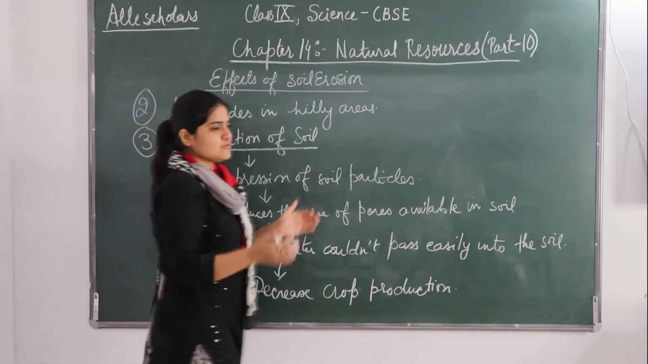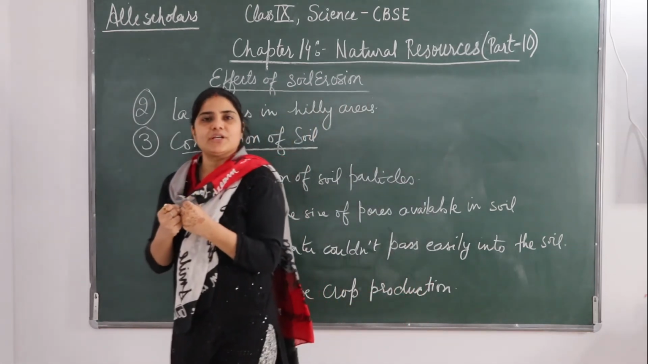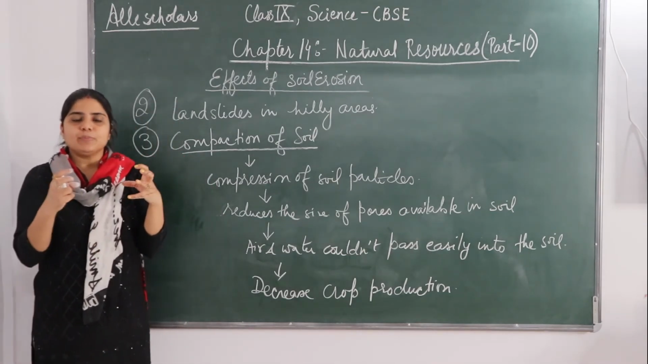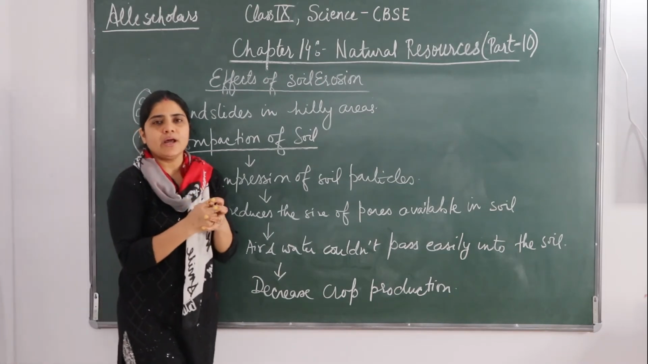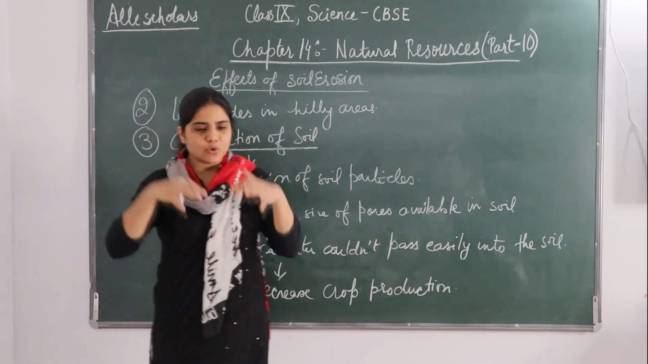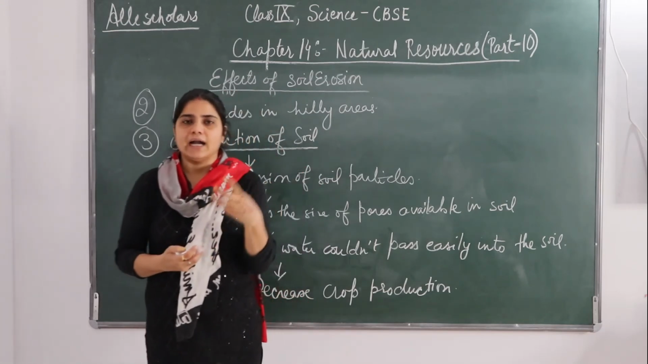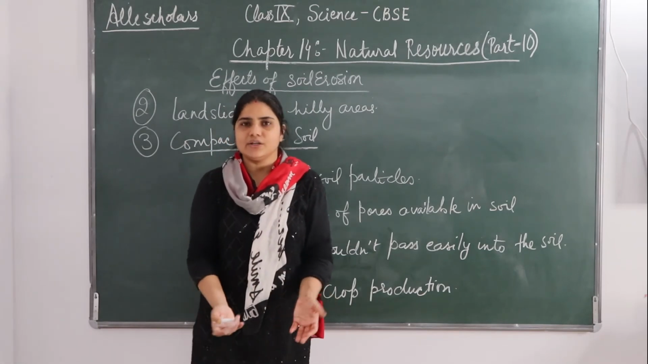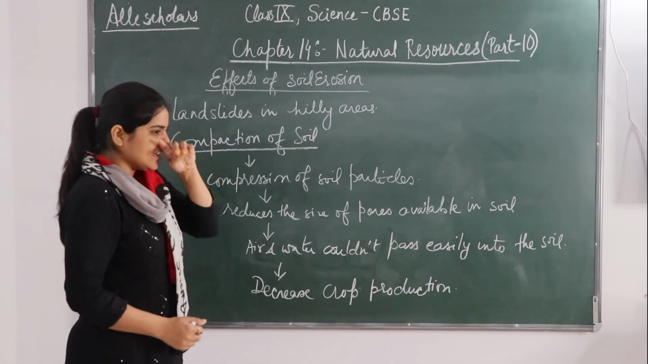Because of compactation of soil, the soil gets compressed, and because of that compression of soil particles, the pores that are available in the soil are either closed or the size is reduced. या तो वो बिल्कुल बंद हो जाएगा वो पोर, या तो साइज उसकी कम हो जाएगी. अब जब साइज कम हो गई या पोर्स कम हो गए तो जो एयर और वाटर पास होते थे उन पोर्स के थ्रू, that could not pass, and that is going to decrease the crop production because it is going to decrease the fertility of a soil. Right? So this was the third effect of a soil erosion.